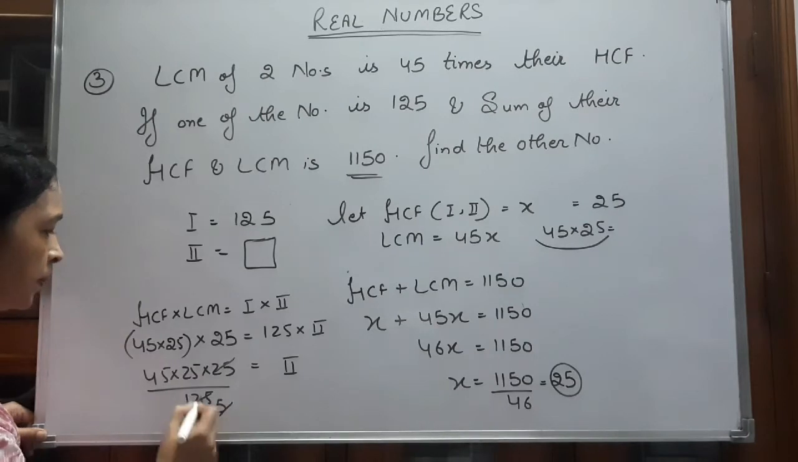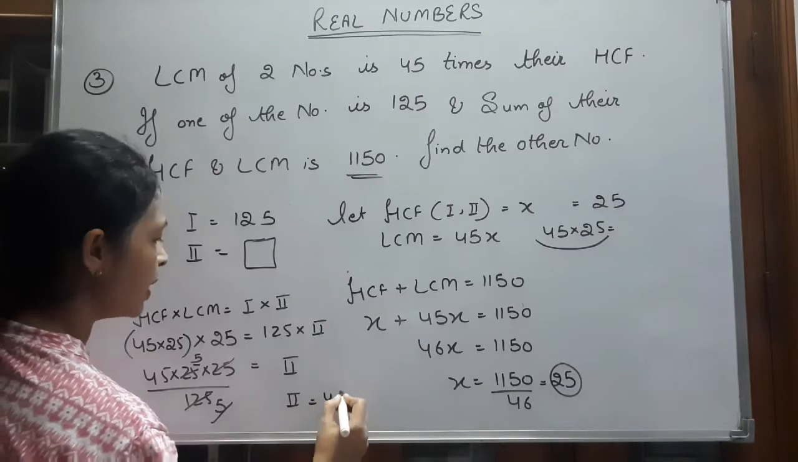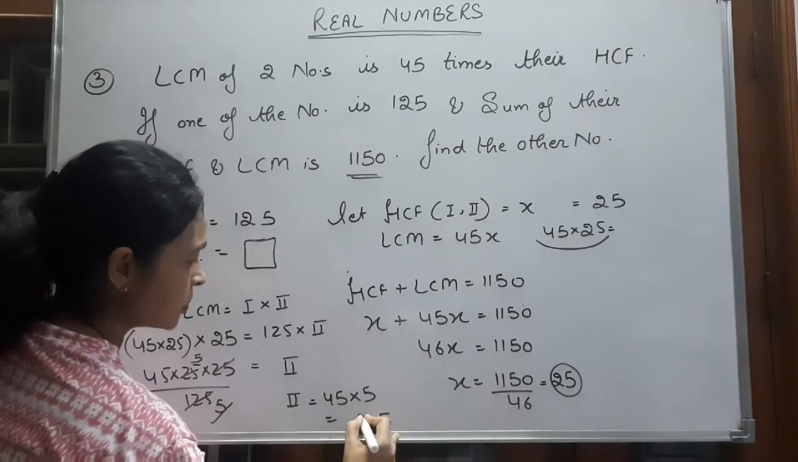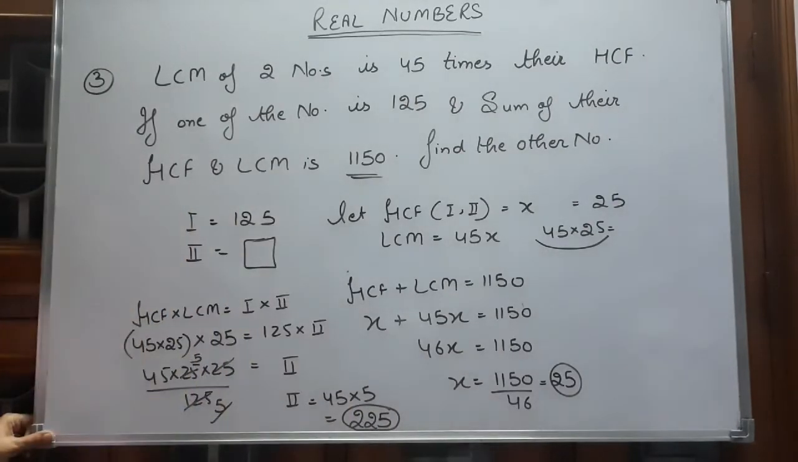25 fives are 125 and 5 fives are 25. So our second number will be 45 into 5. 225 will be our answer. So 225 is the second number.